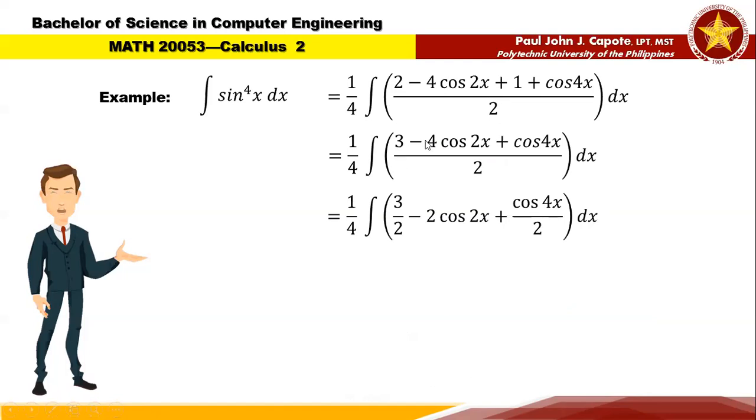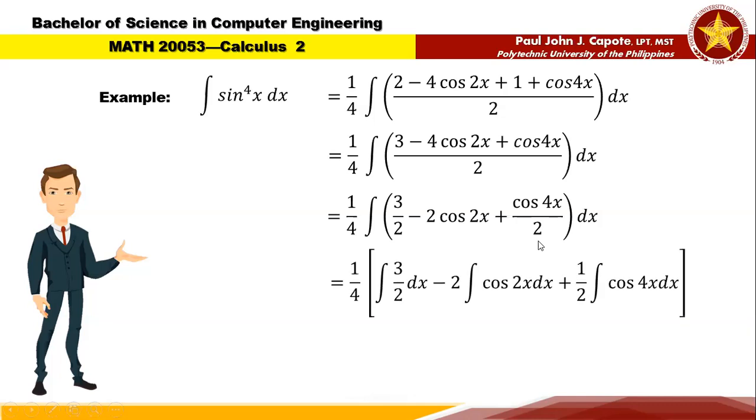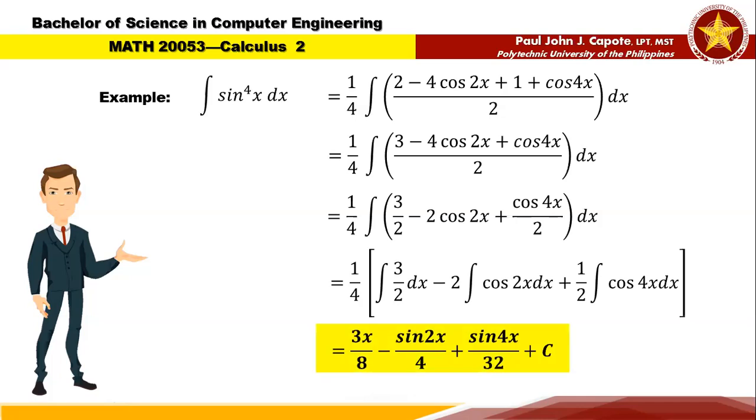Okay, express each term in the numerator with respect to the denominator 2. And so we have 3 halves minus 4 cosine 2x over 2, which is minus 2 cosine 2x, plus cosine 4x over 2. Then apply the linearity rule, then integrate each term, and so we have the answer: 3x over 8 minus sine 2x over 4 plus sine 4x over 32 plus c. Question for this example?